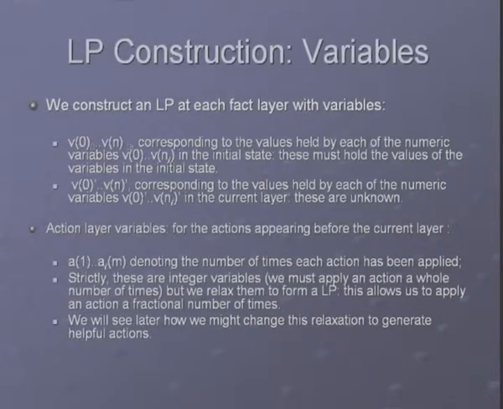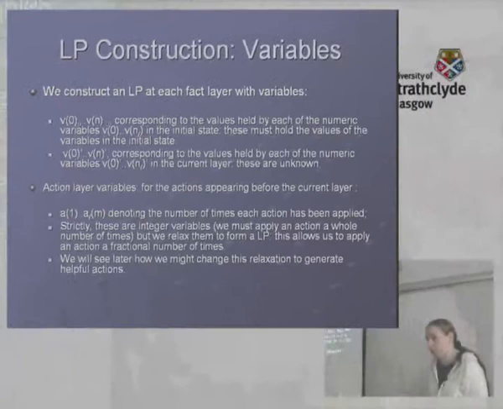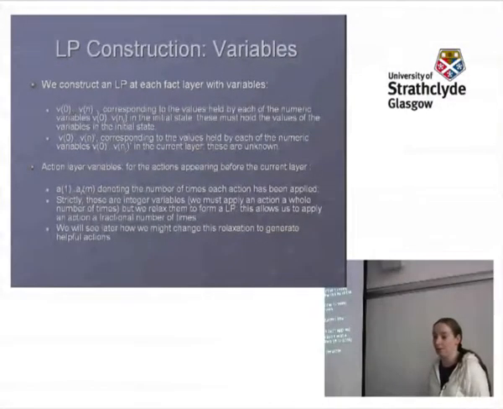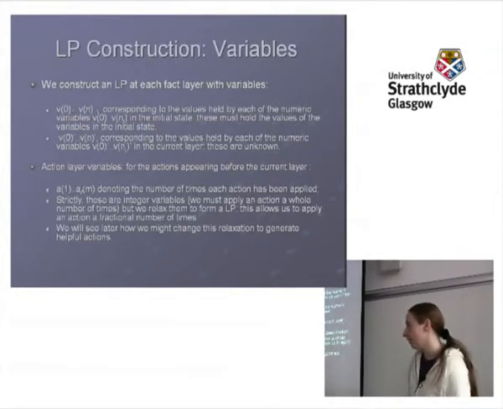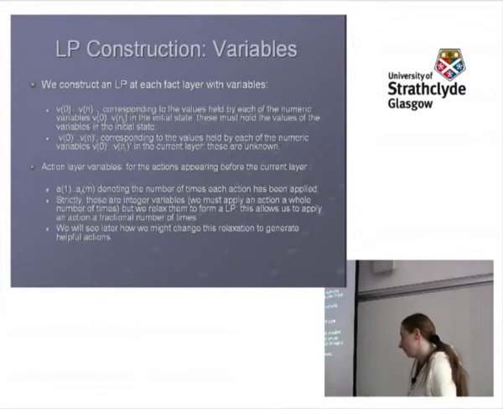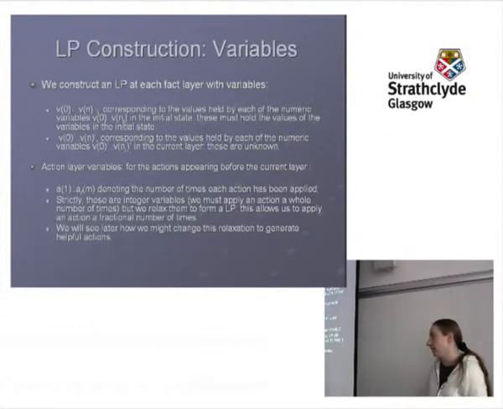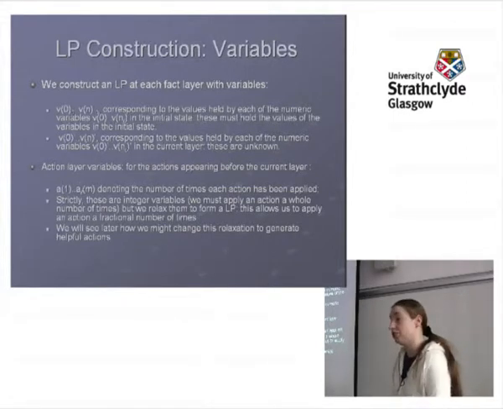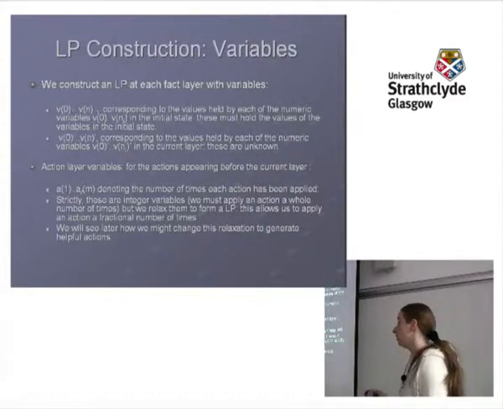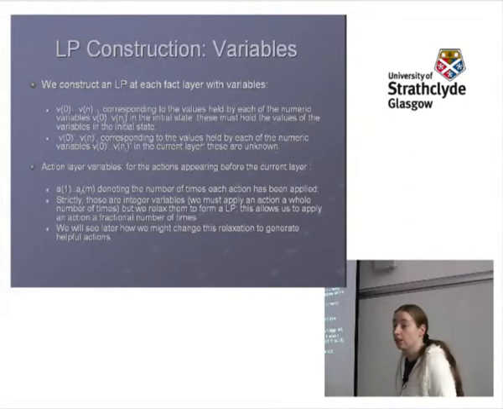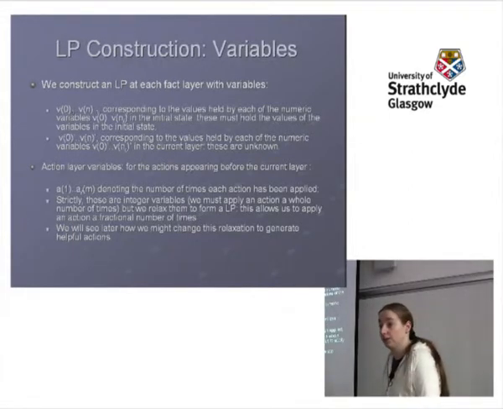Now, strictly, these should be integer variables. We can either apply loading a package onto a truck, or we can't. We can't load 0.6 of a package onto a truck. However, this is a relaxation. We want an LP, not a mixed integer linear program, because they're more expensive to solve. So we're just relaxing this constraint. So here the LP can choose to apply one action 0.5 times if it wants to.